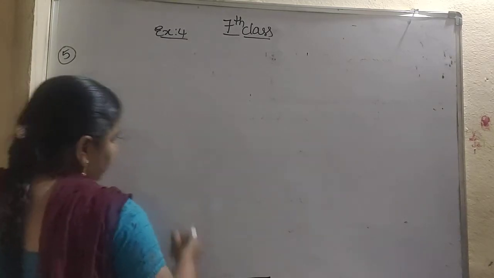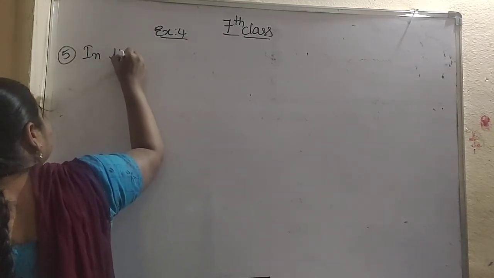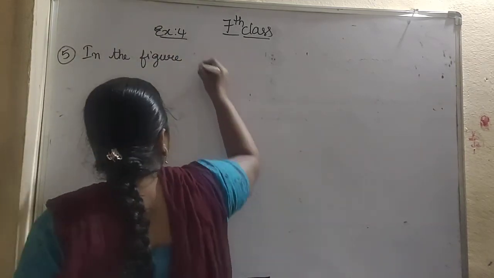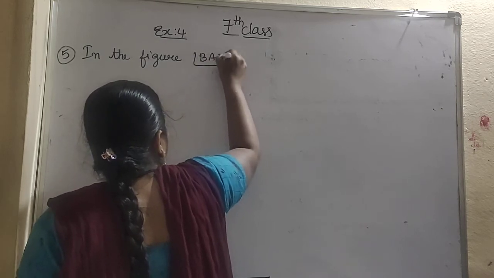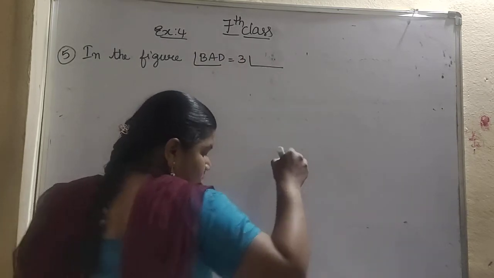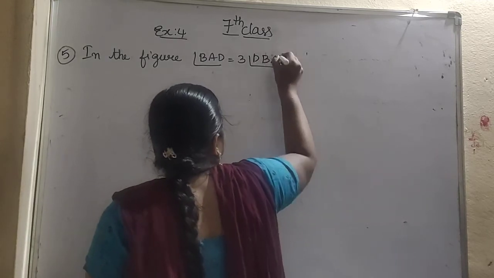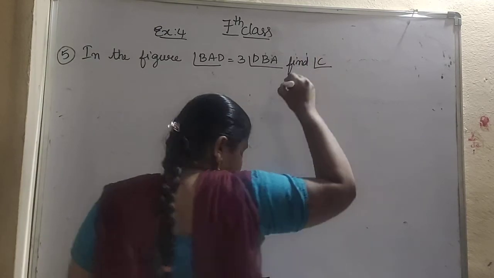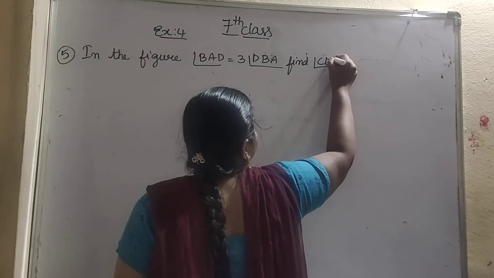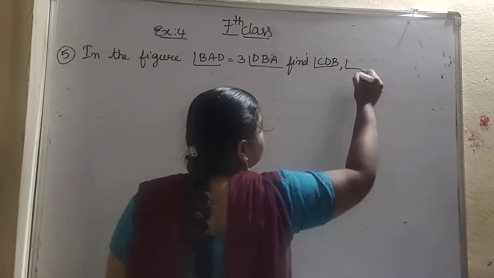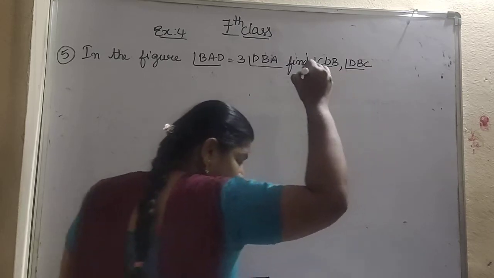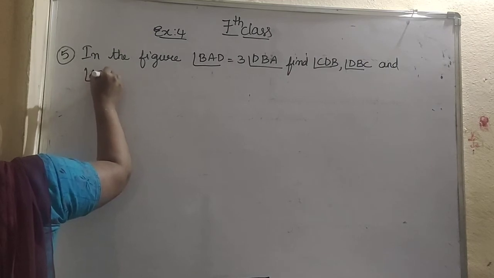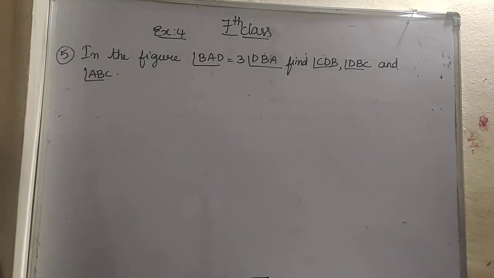What is the fifth question in the figure? In the figure, angle BAD is equal to 3 times angle DBA. Find angle CDB, angle DBC and angle ABC. So we have to find all these angles.